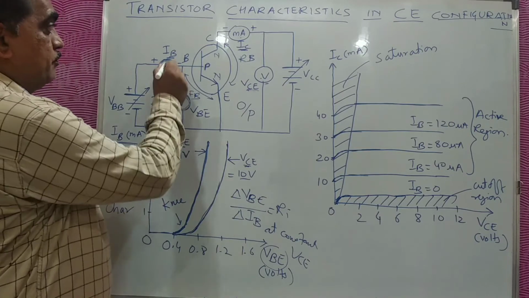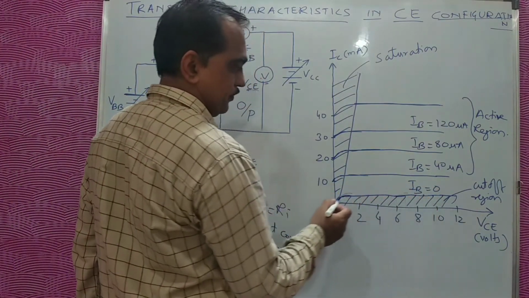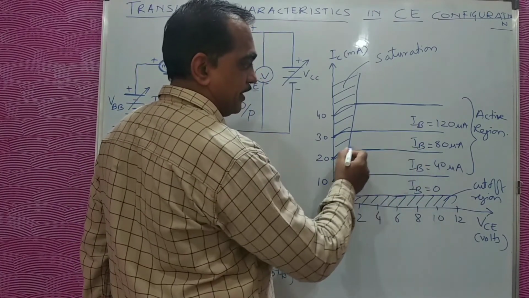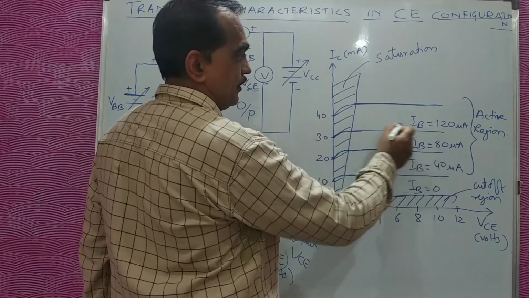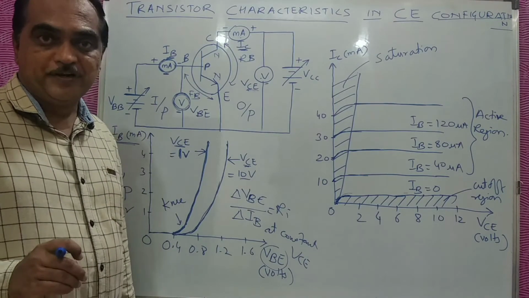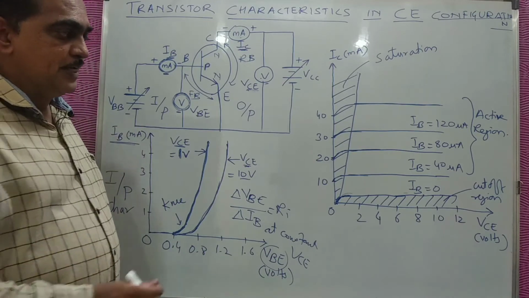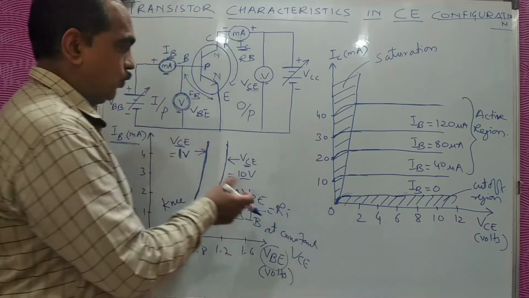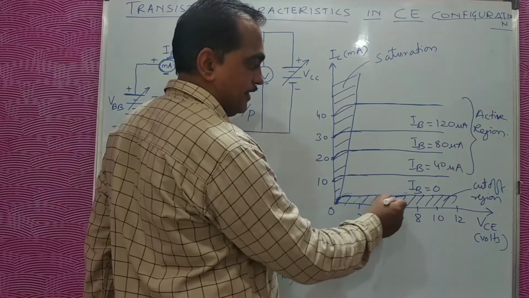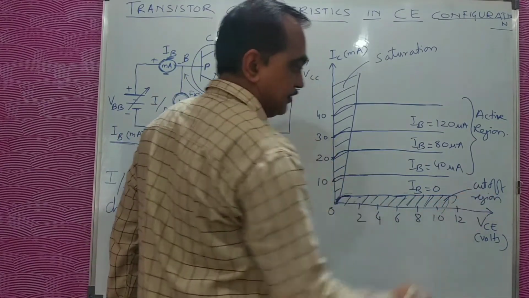So here you can see, if the input current IB is made 0, then there is still some output current. Now if you increase IB, output current also is increasing. Again you increase IB, output current also is increasing. That means output current is depending on input current and not on output voltage. And whenever there is no input current, you still get some output current because of leakage current, because of minority current. So that area is called the cutoff region.